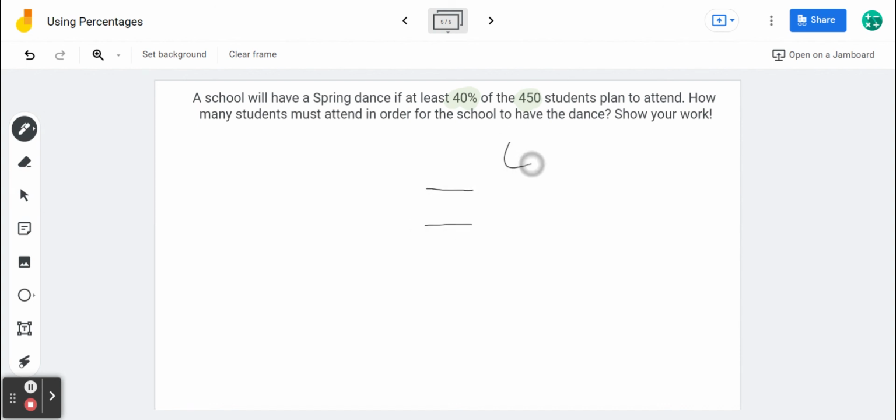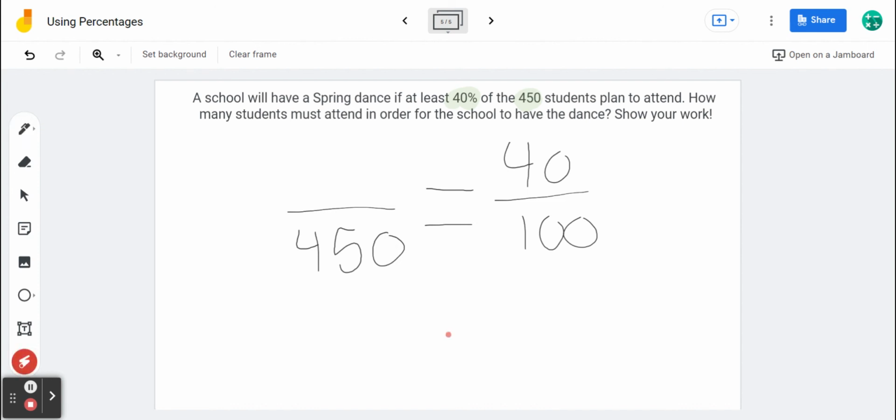So 40% means 40 out of 100. There's 450 students in total. Your job is to figure out how many students is 40%. So what's this missing blank? You have everything you need to be successful in this.